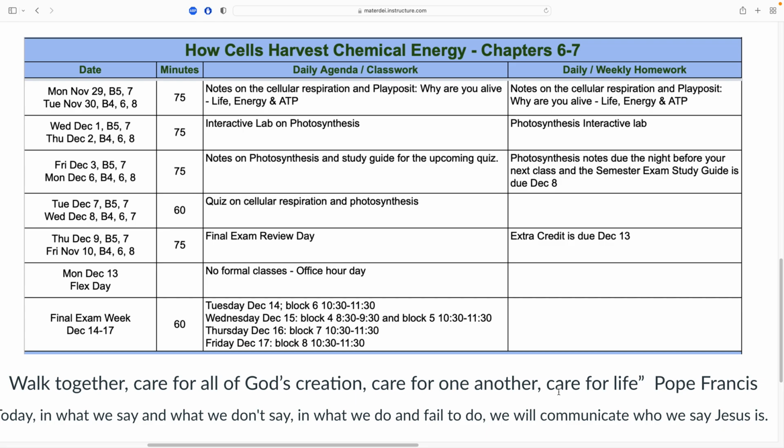So, today we're going to take notes on photosynthesis. And it does say a study guide for the upcoming quiz. On our next class, we have a quiz on cellular respiration and photosynthesis. And the study guide are the two notes that we've gone over. Today we're going over the photosynthesis notes, so that's half of the study guide. And then, what was it? Monday the 29th, we went over notes on cellular respiration, and that's the other half of the study guide.